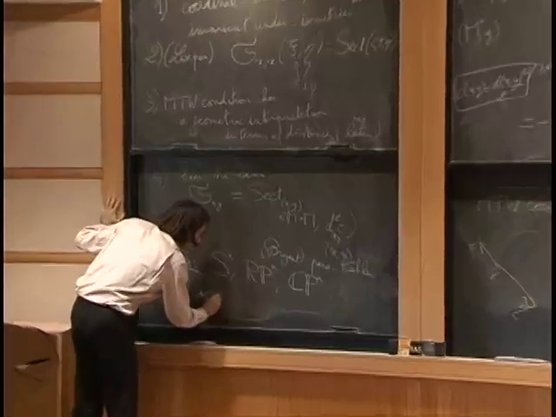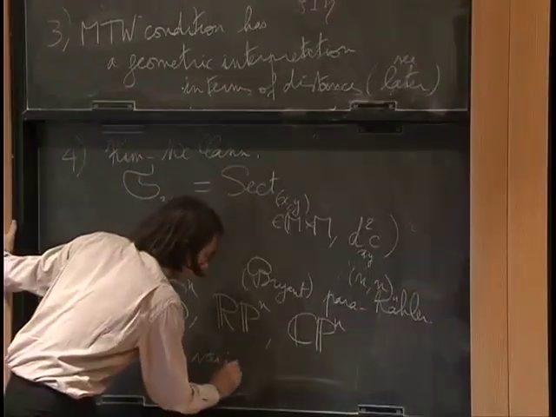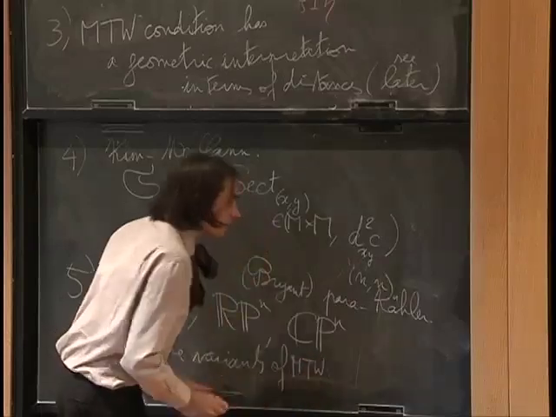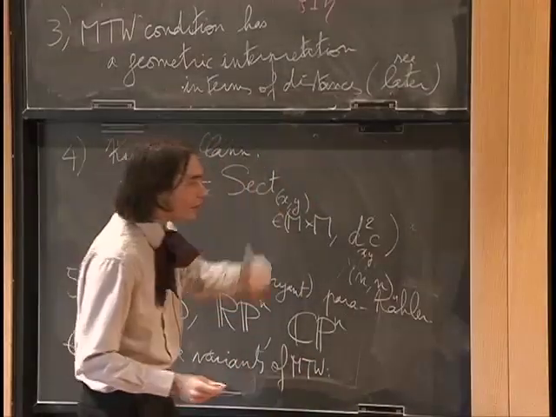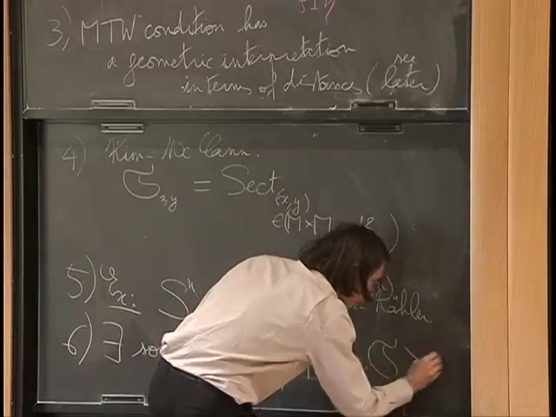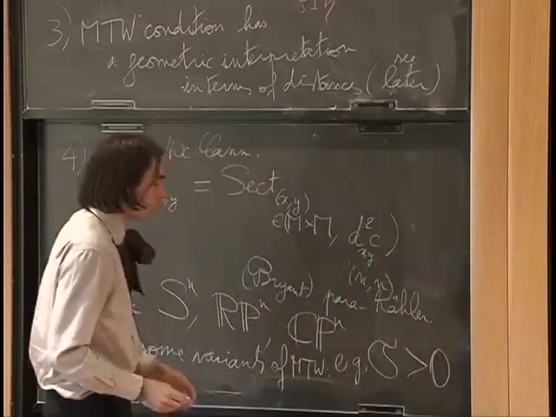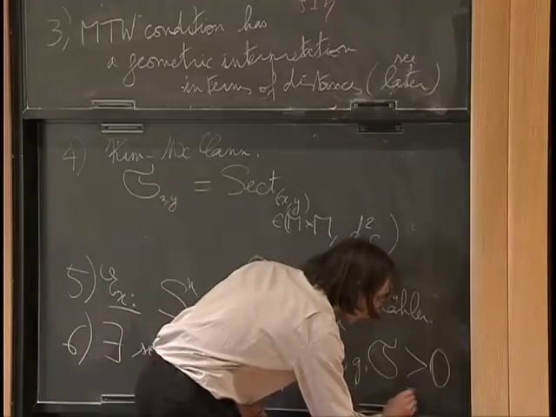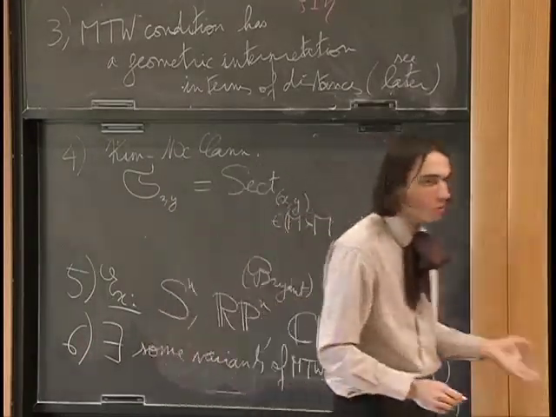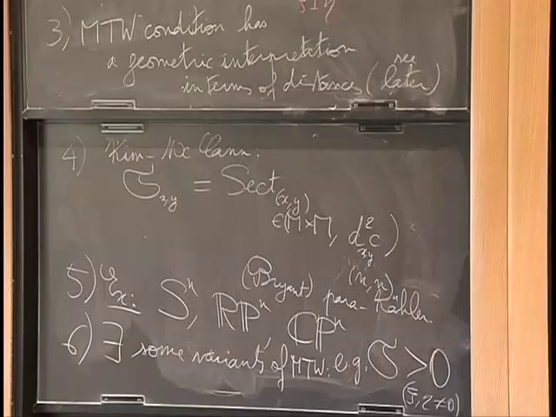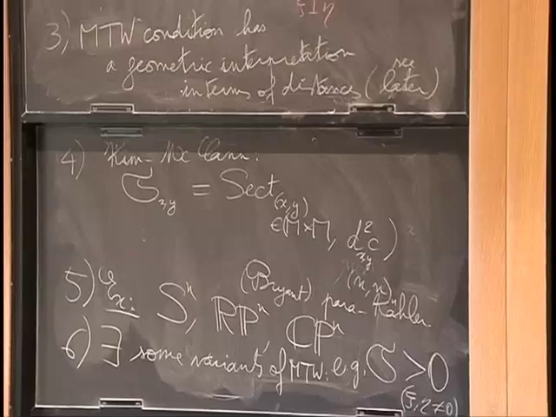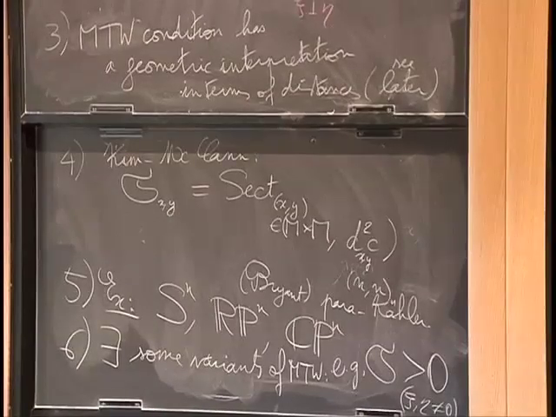And there are some variants of the Ma–Trudinger–Wang condition, the most simple being that you impose that the thing is strictly positive, i.e. you replace non-negativity by strict positivity, of course if xi and eta are non-zero. Okay, and then, we'll come back later, there are many reinforcements that you can put that would be non-local analogs of sectional curvature bounded below.